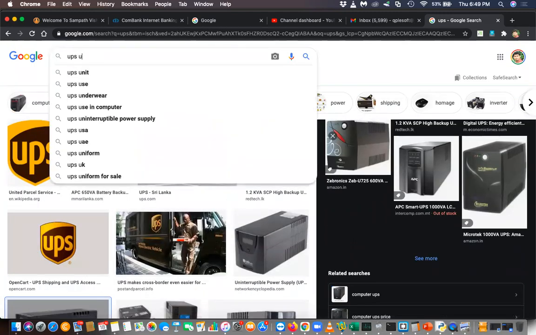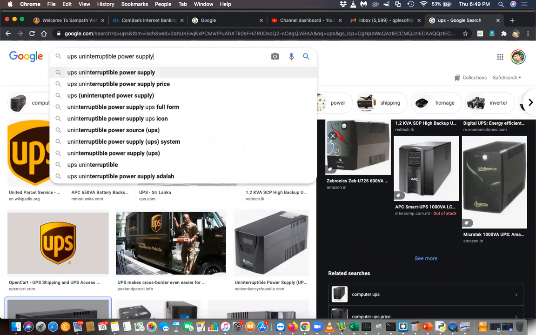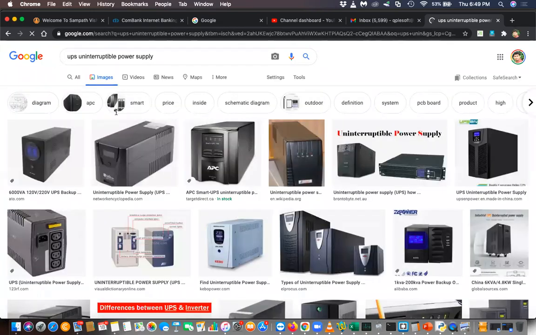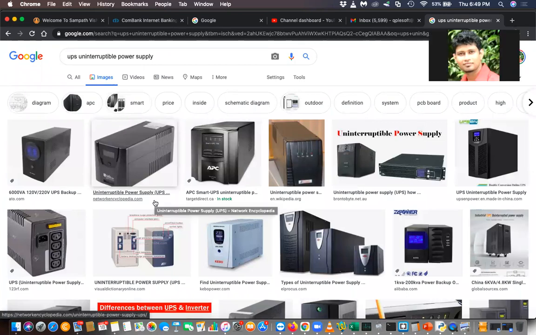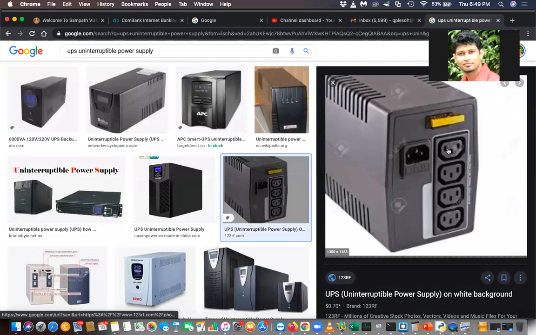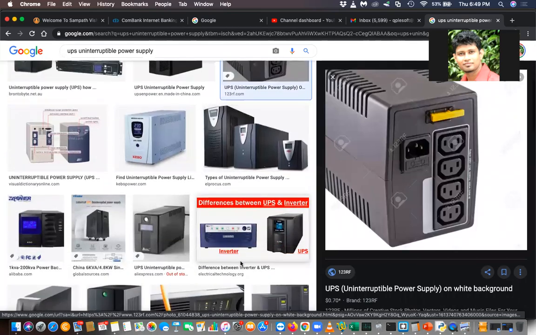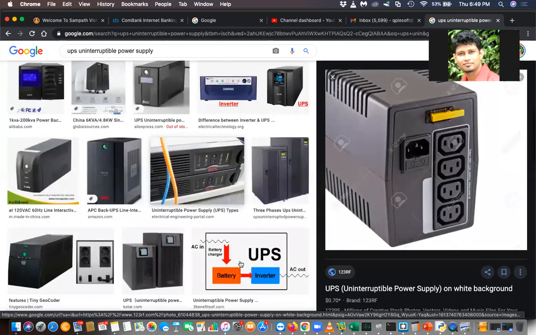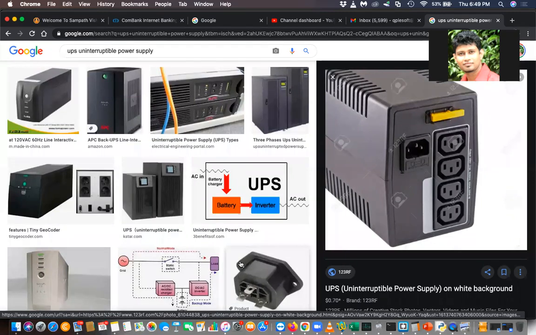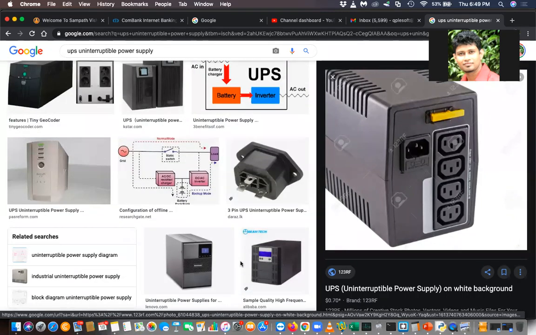UPS means uninterrupted. Okay, maybe when you go to the computer lab next time, you can see it in the teacher's machine. This is something like this. You can connect the power to this one and you can take the power out from these slots. This is like a battery. When power supply is not there, your computer will not be turned off.